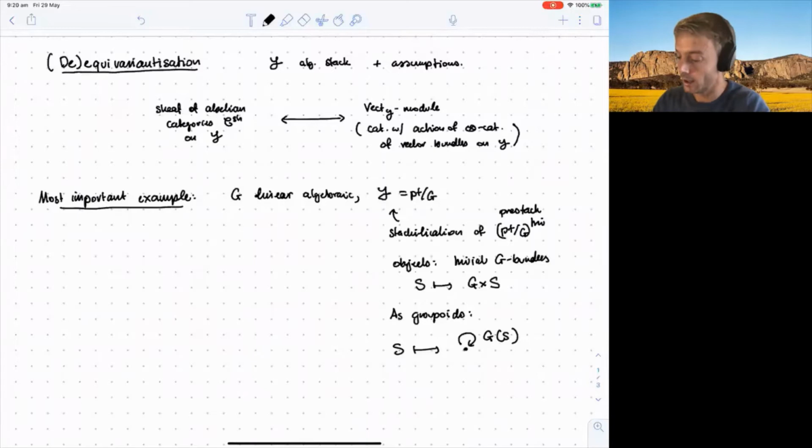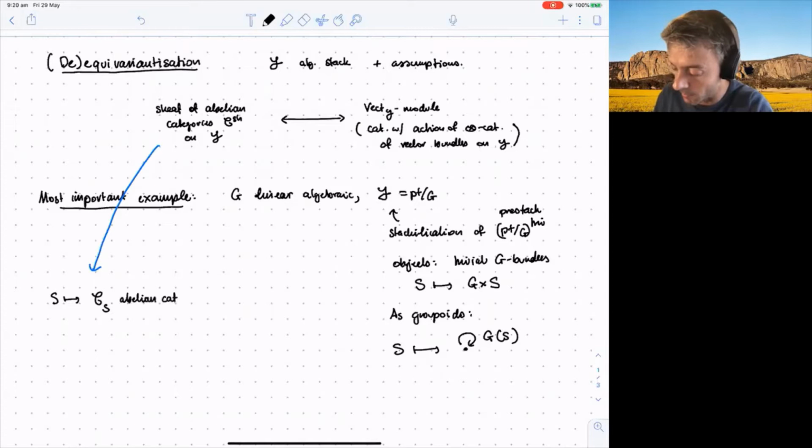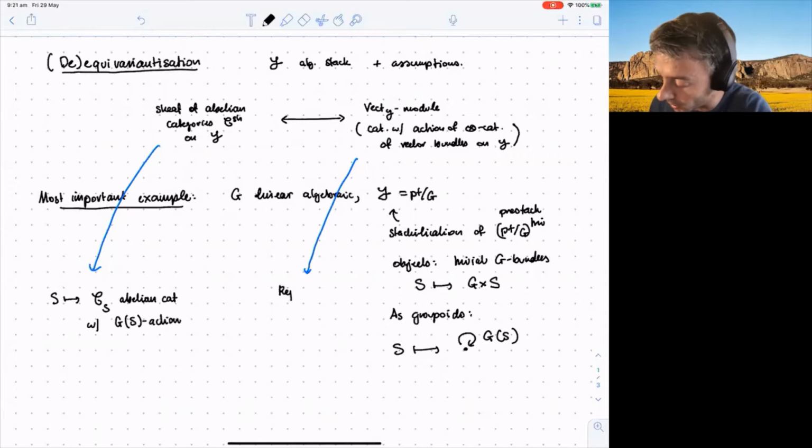And similarly, what is this side? This assigns S to an abelian category with action. And this side is just, so vector bundles on point mod G are the same thing as representations of G. So this is just the same thing as a rep G module. Okay, so these two notions are equivalent.